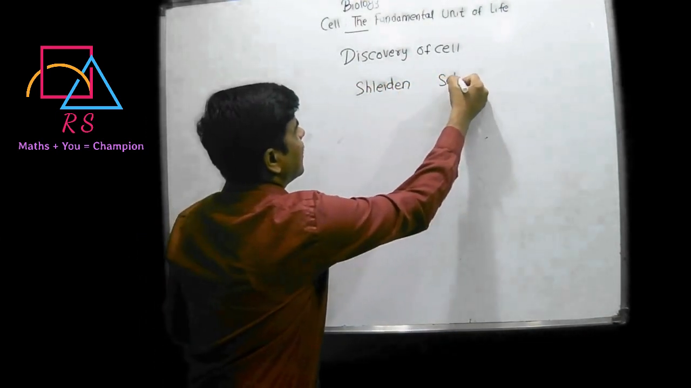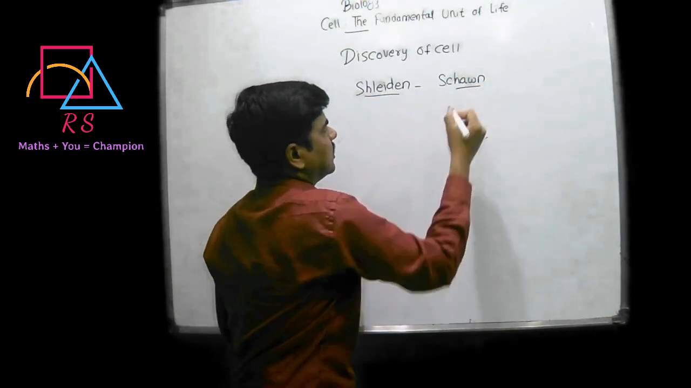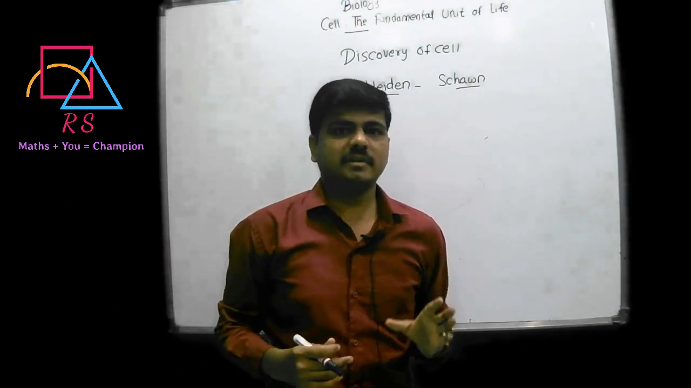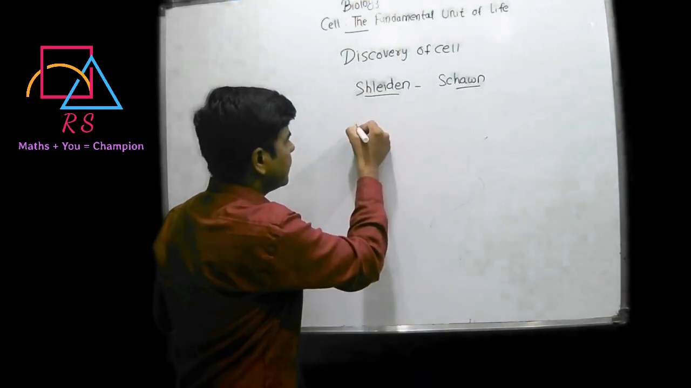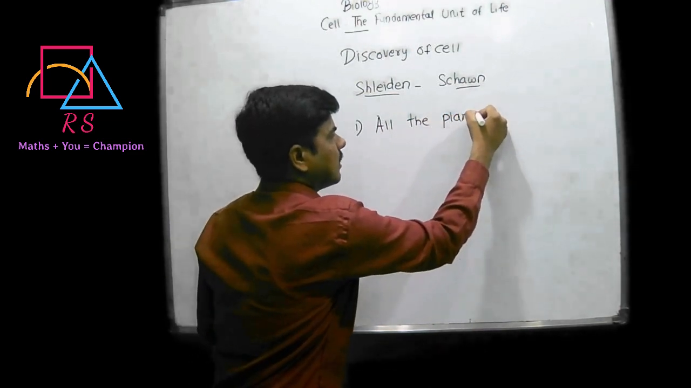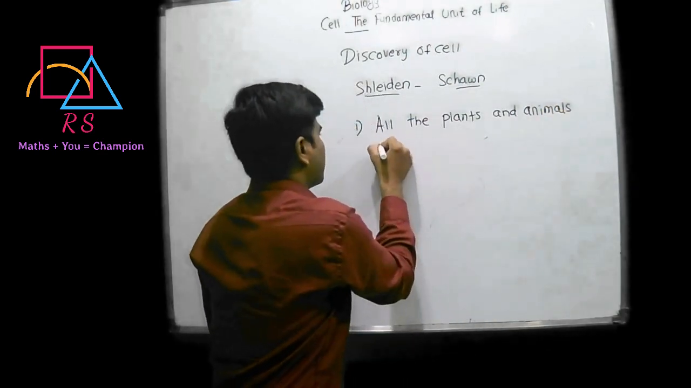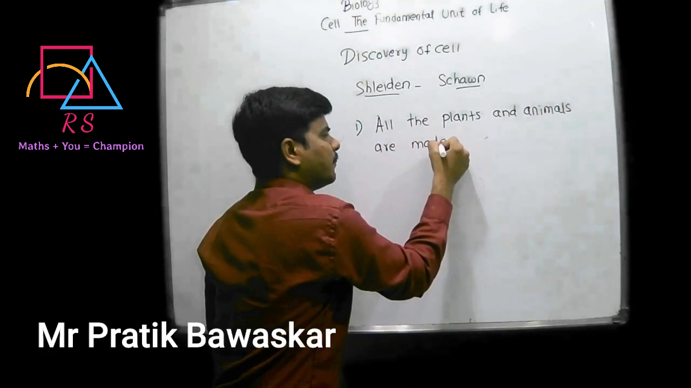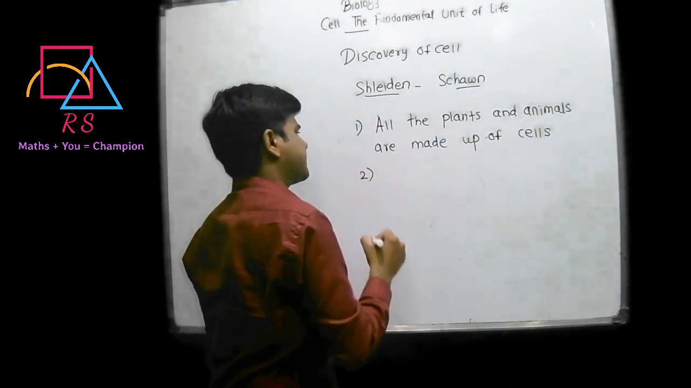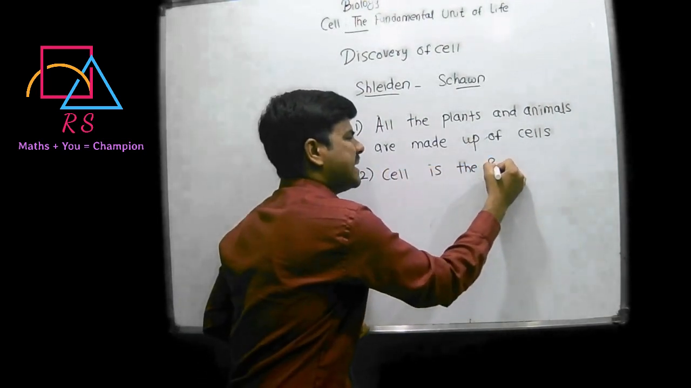Schleiden and Schwann. They were also studying the cells, and they told us about this. First, all the plants and animals are made up of cells. Also they stated the cell is the basic unit of life.